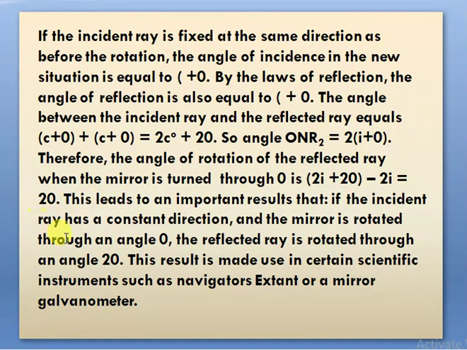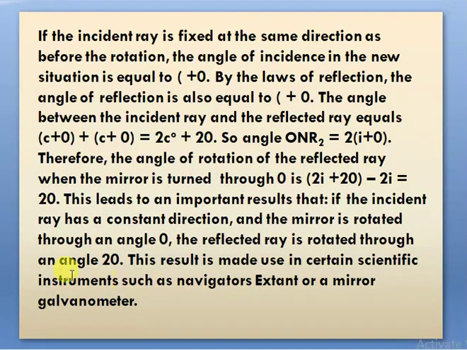So this leads to an important result: if the incident ray has a constant direction, that is, the incident ray is fixed, and the mirror is rotated through an angle theta, the reflected ray is rotated through an angle 2 theta. This is 2 theta. The reflected ray will be rotated through an angle which is 2 theta.